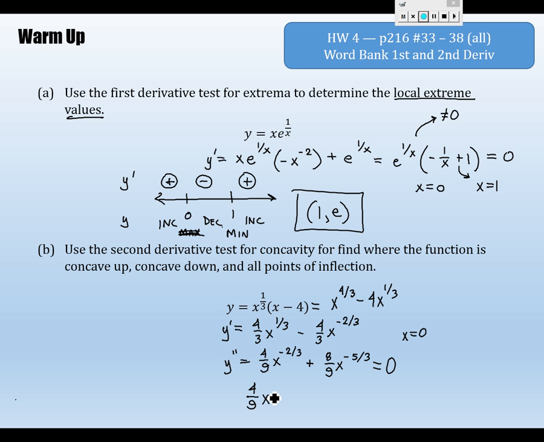Sorry, say it again. 4/9 x to the... Okay. Times x plus 2. Verify that she's right by multiplying it back out. Does it work?